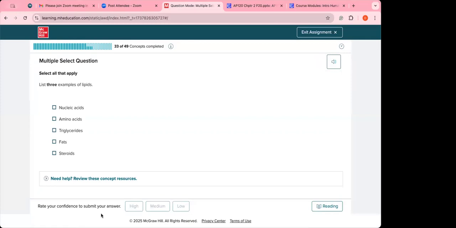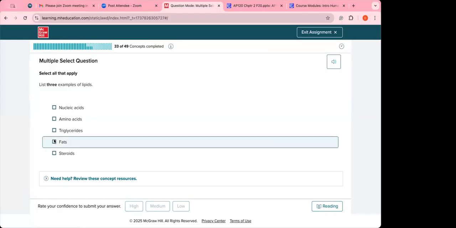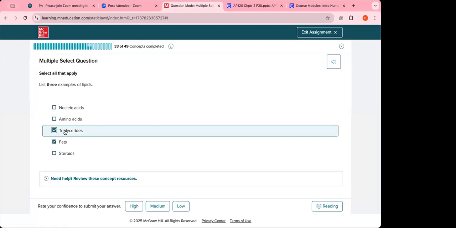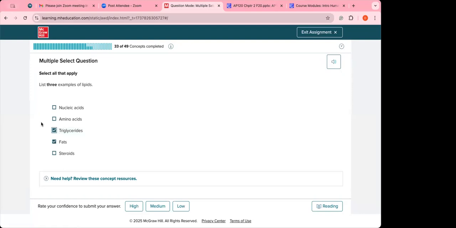Okay, so 3 examples of lipids. Would it be fats? Fats, that's one. I would say triglycerides. And probably the last one is steroids.